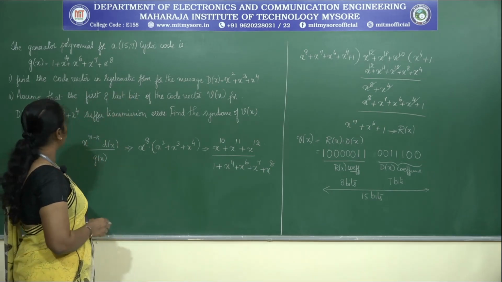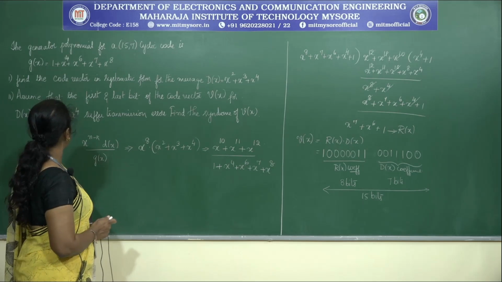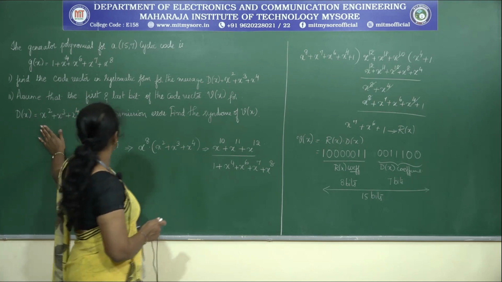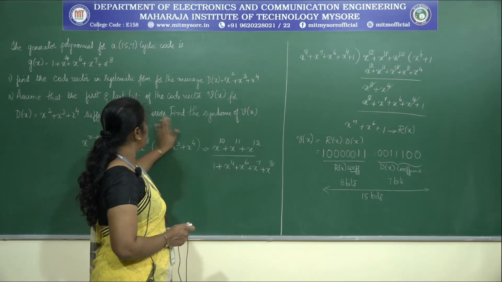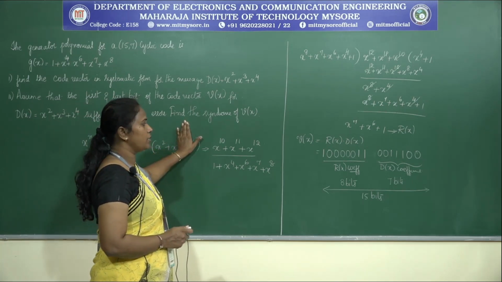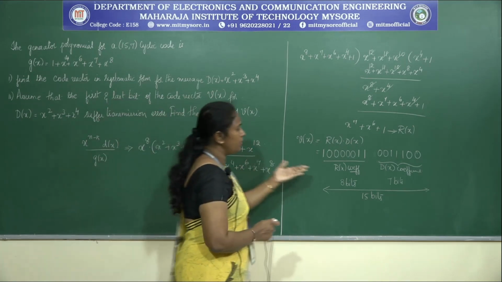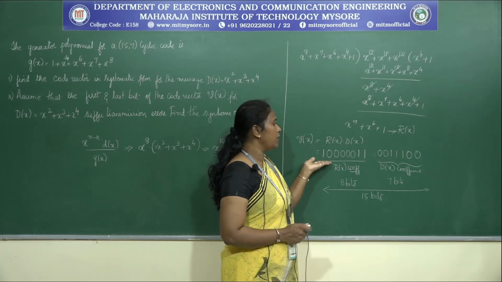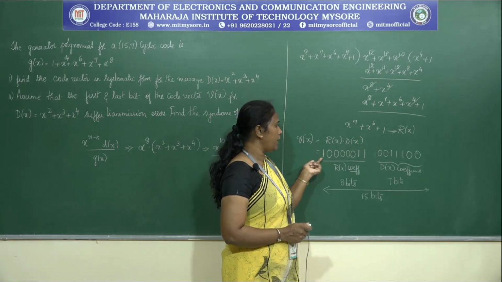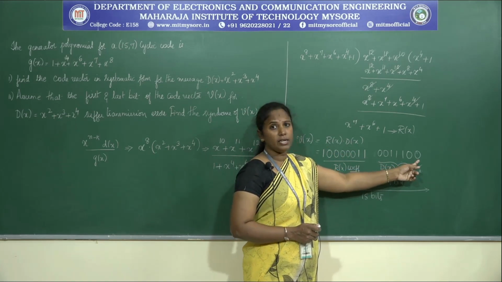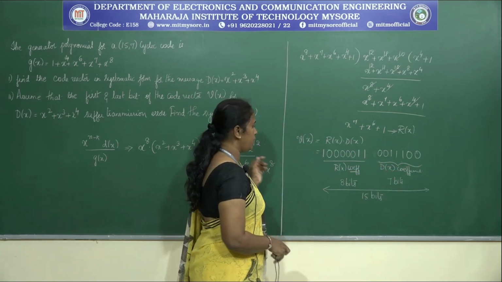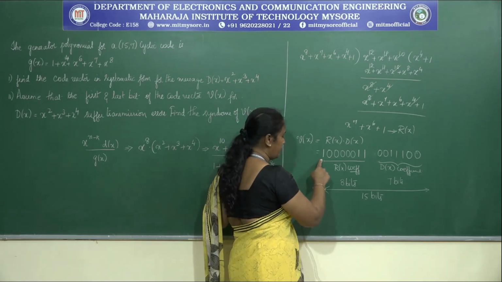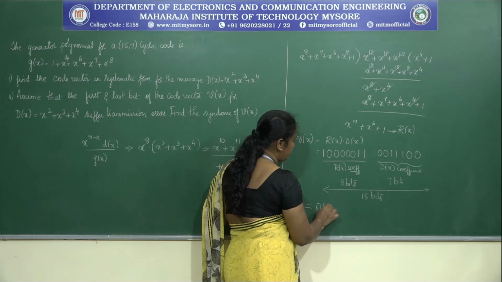So now in the problem they have given that assume that the first and the last bit of the code vector for d of x suffer transmission errors. Find the syndrome of v of x. So that means if this is your message vector, that is your code vector v of x, if the first bit as well as the last bit suffer error, what does error mean? So instead of 1, it is 0.